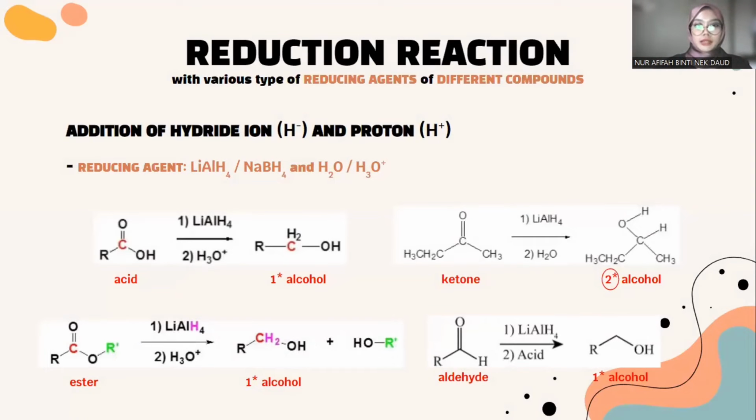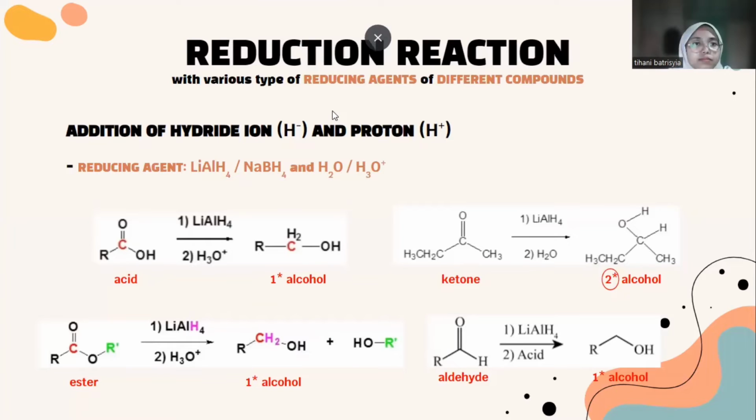For the second reduction reaction, which is addition of hydride ion and proton, the reducing agent used is either lithium aluminium hydride or sodium borohydride, and water or hydronium ion from acid. In this reaction, nucleophilic addition will take place, and the hydride ion from the reducing agent will act as the nucleophile. Here are a few examples of carbonyl compounds that are reduced to form alcohol by lithium aluminium hydride.